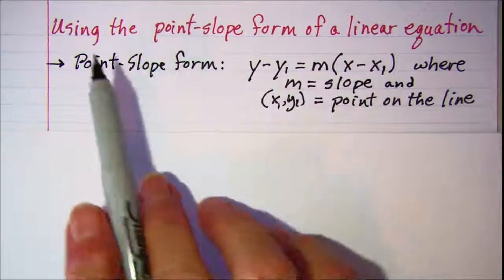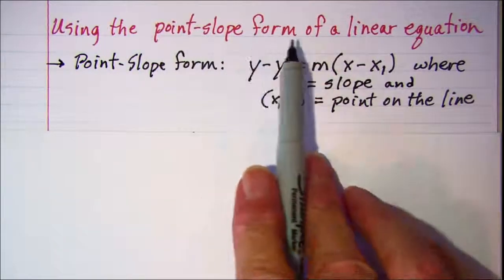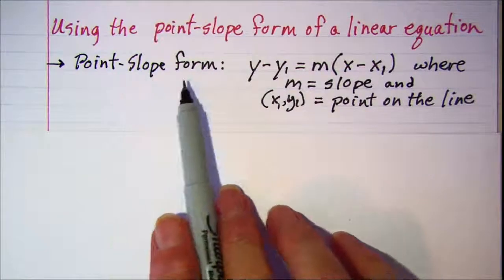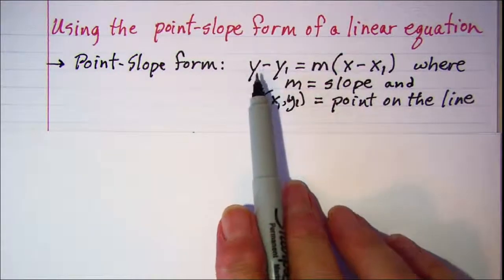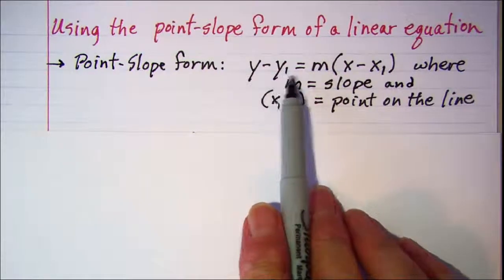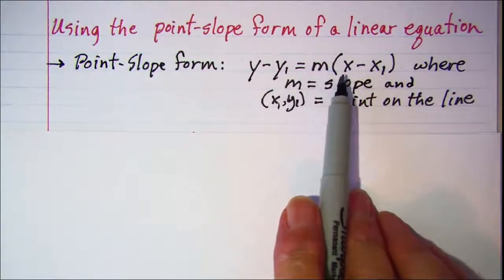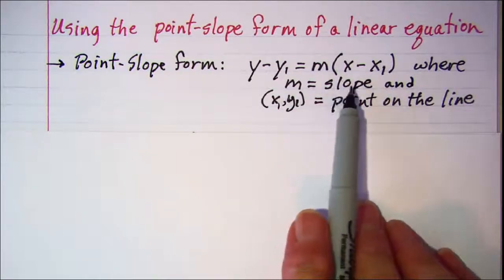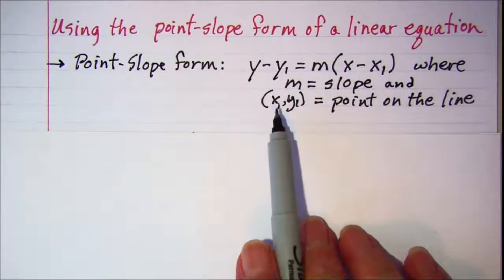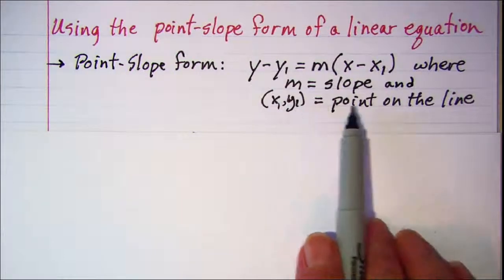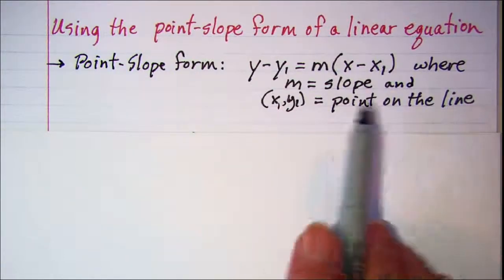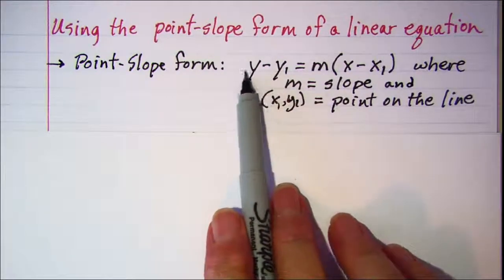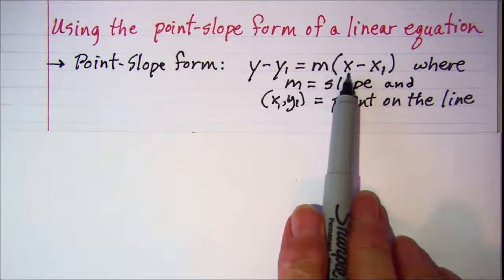In this video, we'll be using the point-slope form of a linear equation. The point-slope form of a linear equation is y minus y1 equals m times the quantity x minus x1, where m is the slope of the line and the point x1, y1 is a point on the line. Notice for this point-slope form, the x and the y will be the variables of the equation.